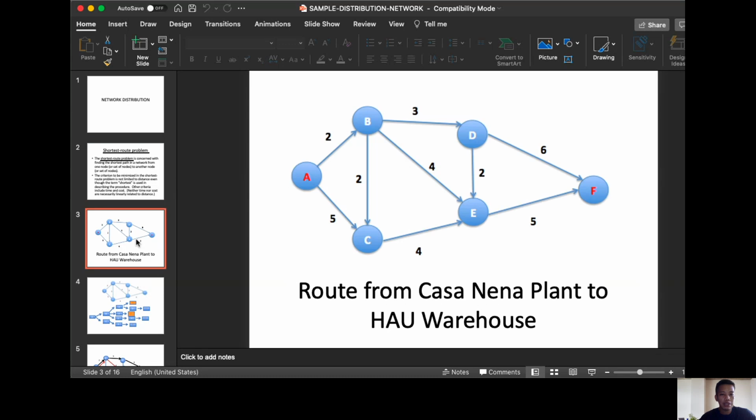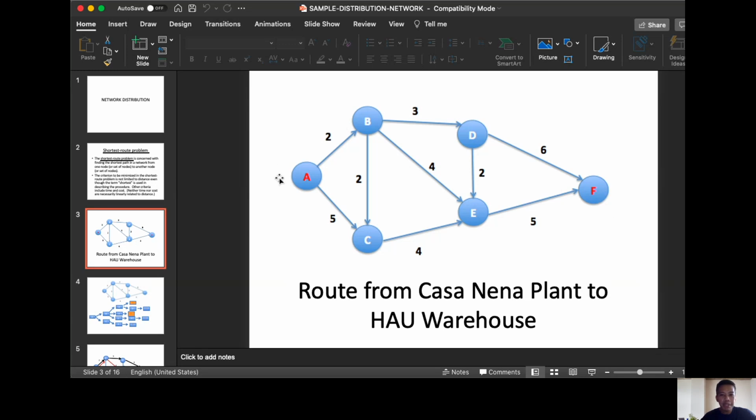So here, to simplify it, the simplest logic behind the shortest route problem is to find the shortest way to get from the starting node up to the end node. And in this figure, our goal is to find the shortest route from point A, Casa Nena, to point F, which is the HAU warehouse.